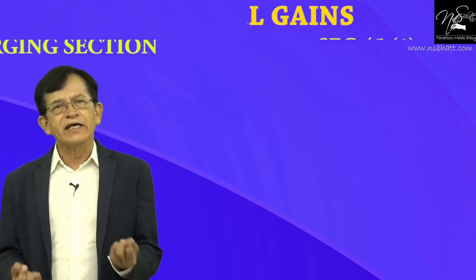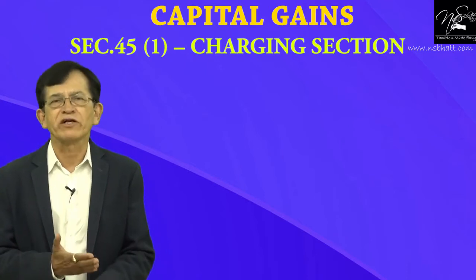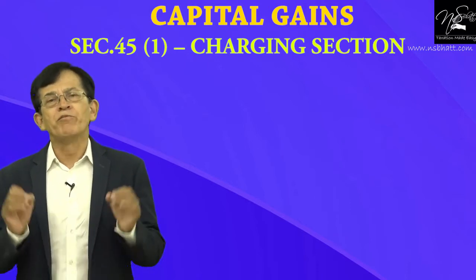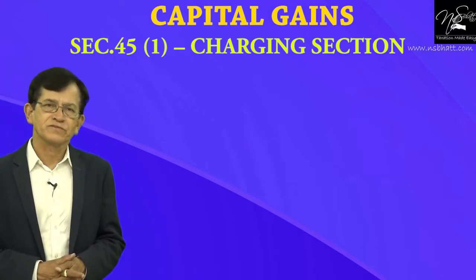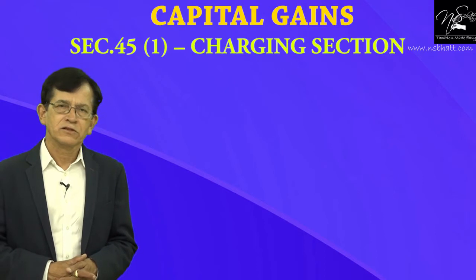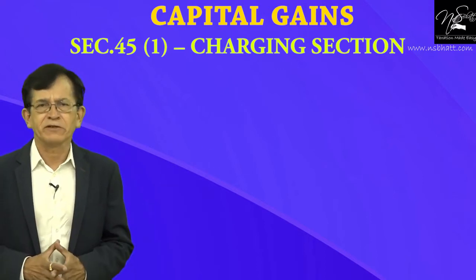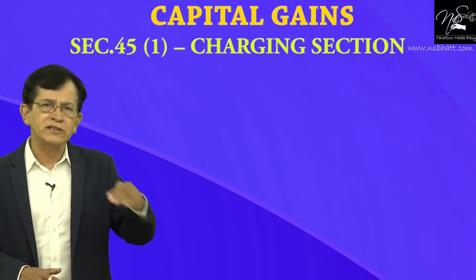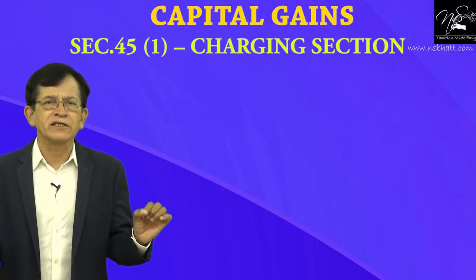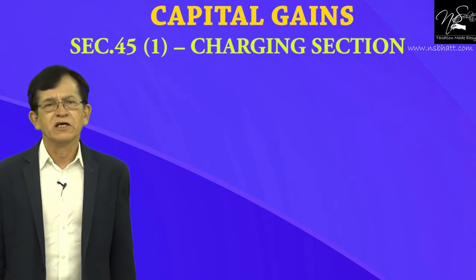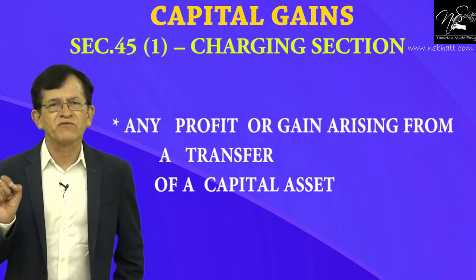So this capital gains begins with the very first section, section 45, popularly called the charging section. The whole section runs into a paragraph, my dear friend. It is a big paragraph of 4-5 lines. Today we only have to remember the first line. And I'm going to stop after the first line.